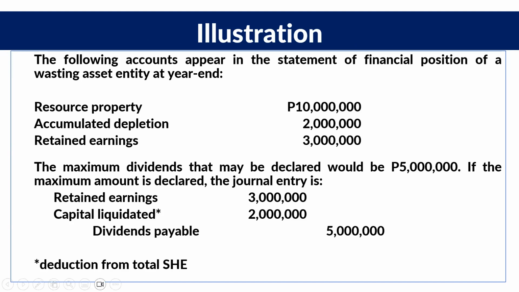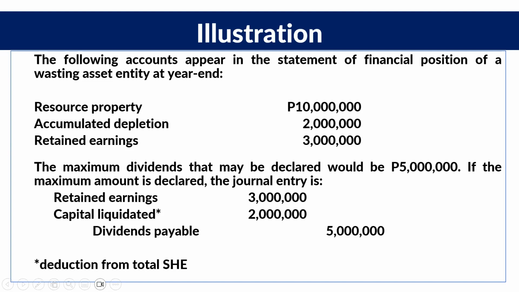Ito yung ating accounts appearing in the statement of financial position of a wasting asset entity. So, meron tayong asset, resource property of 10 million, accumulated depletion of 2 million, and then the retained earnings is 3 million. So, if this is a wasting asset corporation, a maximum dividend na pwede lang ma-declare is 5 million. So, that's composed of 2M accumulated depletion, and 3M retained earnings.